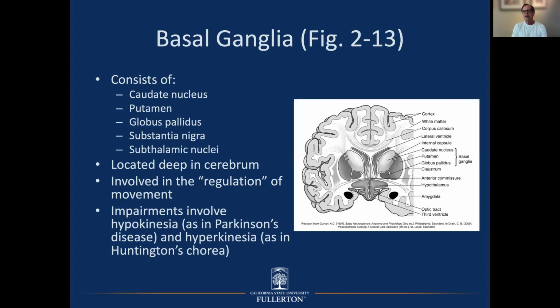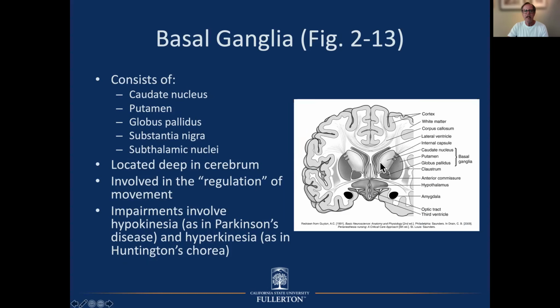All right, now we're going to the basal ganglia. Now here's another coronal view, but this coronal view is out in front of the previous one, so you don't see the thalamus. It shows a hypothalamus, but it doesn't show a thalamus. It shows the basal ganglia.